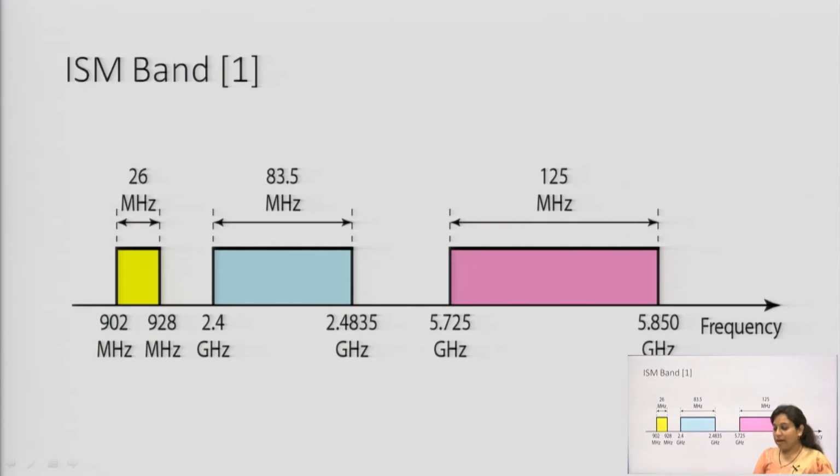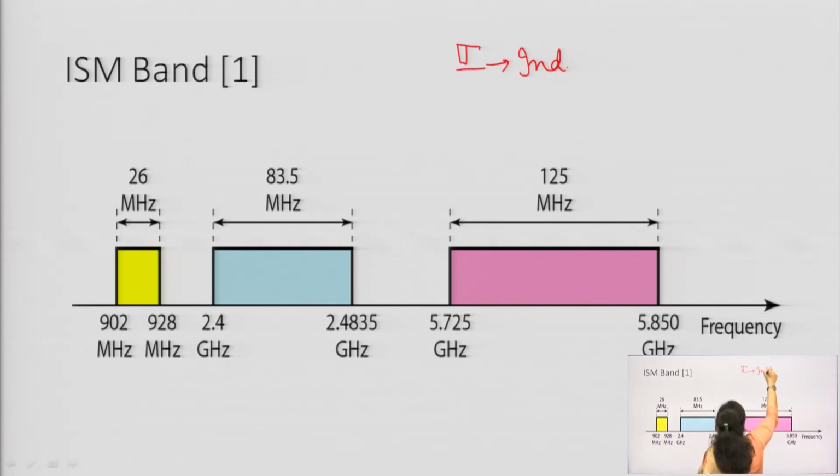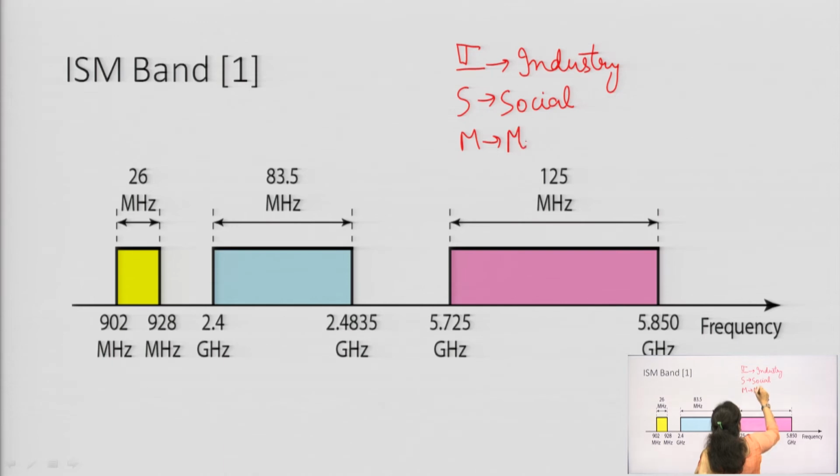Now, next is the ISM band. The ISM band is nothing but a combination of three types of bands that have been used over here. I means it is used for industry, S means it is used for social purpose, M means it is used for medical purpose. So, industry, social and medical. These three are the different fields into which this particular frequency band is divided.